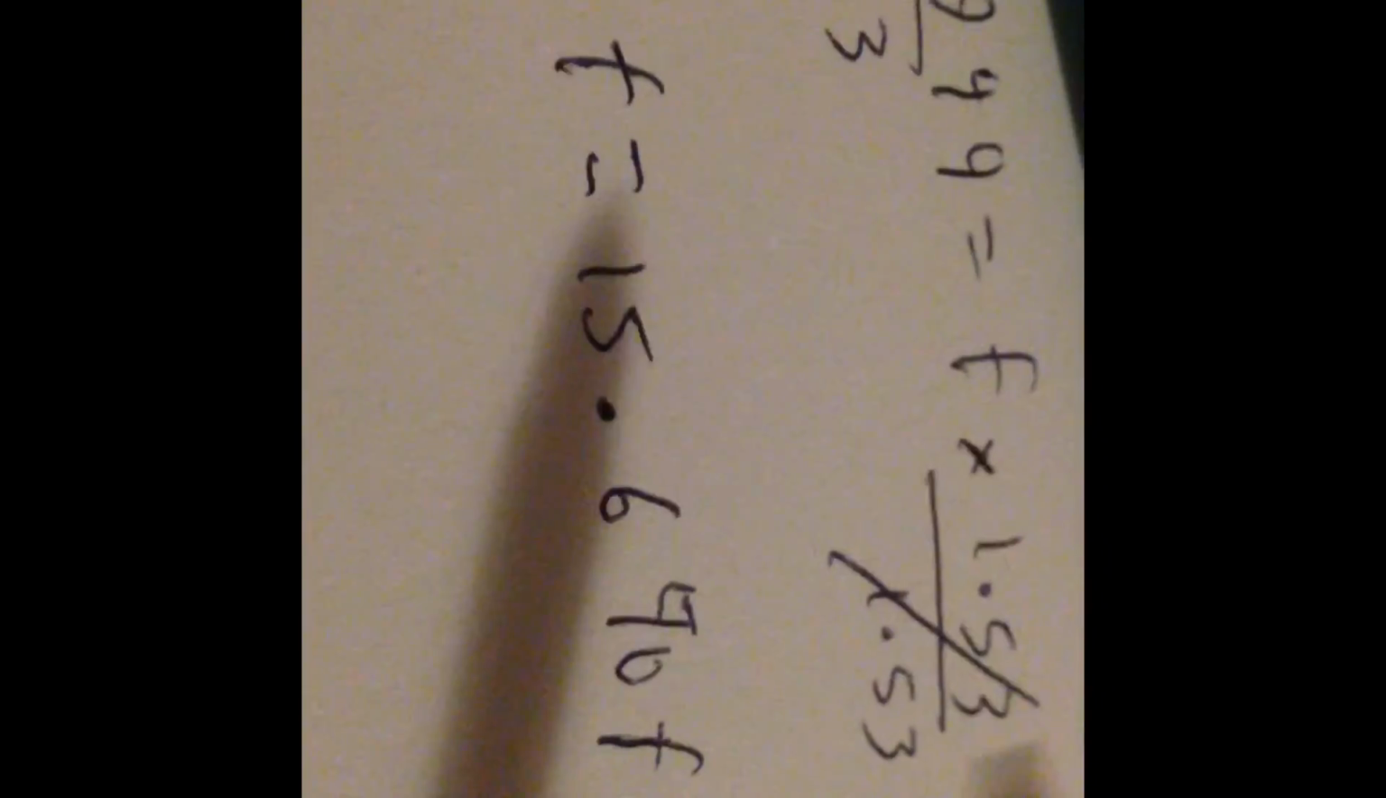You know the math we've done all these years. And 1.53 cancels out, and then f is equal to this number right here. We divided it and we got this number. The frequency of the guitar string is 15.640 hertz.